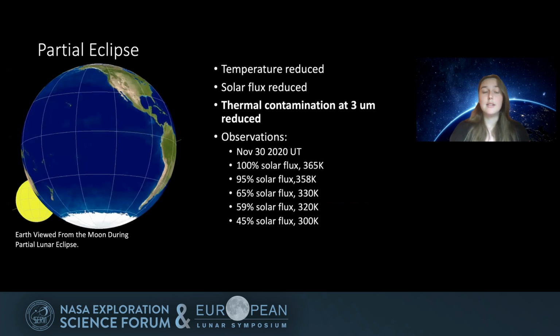Partial eclipse is a helpful observation because the temperatures are reduced. The solar flux is also reduced, but by less than the thermal radiance is reduced. And therefore the thermal contamination at 3 microns is reduced. So we have observations from November 30th, 2020 UT, less than 24 hours before the Chang'e 5 landed on the moon. And so we have observations throughout the partial eclipse, from 100% solar flux at about 365K to about 45% solar flux at around 300K.